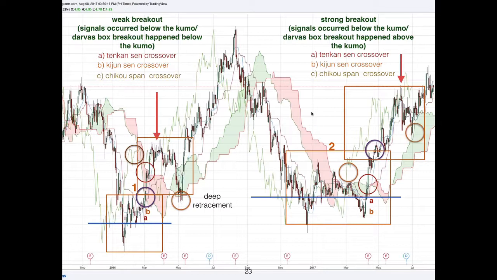Prices also moved downward afterwards, but it was supported by the Senkou A line. And this was nowhere near the box top. So we're talking about the retracement after the price targets were hit on the box top. So the retracement here is more shallow than the one in number 1.